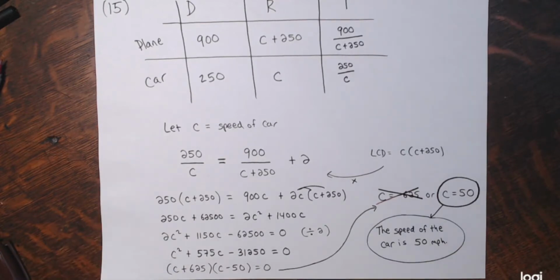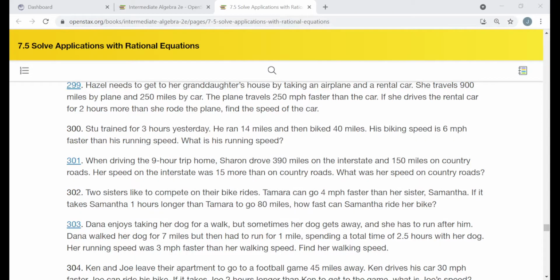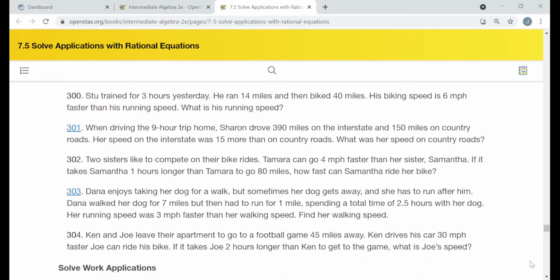Okay, next example. Again, same setup with the tables. You just got to pay attention to how the equation is going to be written, which again, I know that's the hardest part every time. But with practice, you'll get used to it, I'm hoping. Alright, so next example, example 16. This is exercise 300.